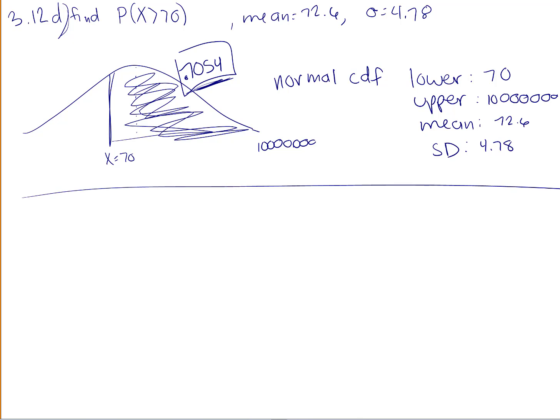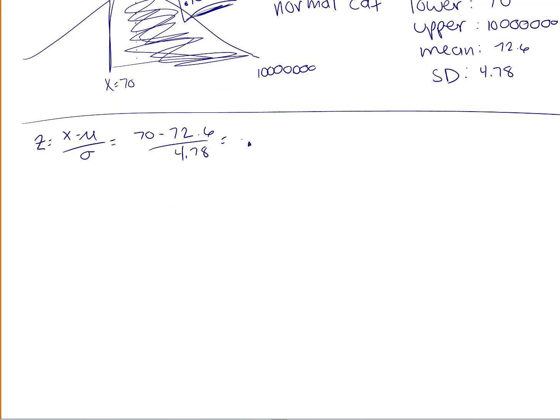Okay. As far as what the textbook did, this is the old-fashioned method. The first step is you have to standardize, so you have to find a z-value. Z is always equal to your x minus your mean over your standard deviation. So 70 minus 72.6 over 4.78 gives me negative 0.54.